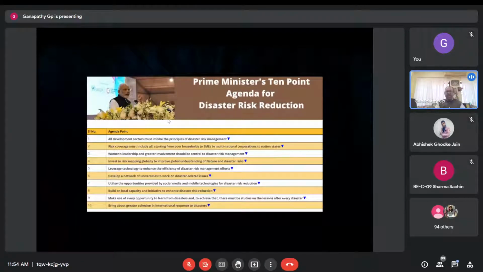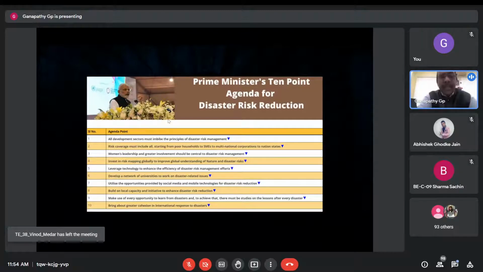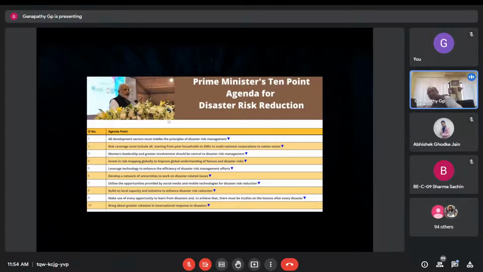Okay. So what we currently do in India: our Prime Minister has a 10-point agenda for disaster risk reduction. All developmental sectors must imbibe the principles of disaster risk management. Risk coverage must include all, starting from poor households and SMEs to multinational corporations to national states. Women's leadership and greater involvement should be central in disaster risk management. Leverage technology, develop new university networks, build local capacity, and make use of every opportunity to learn from disasters. From the lessons learned from disasters, we have to prepare and bring about greater cohesion and international response to disasters. That's what the 10-point agenda is that our Government of India is currently following.